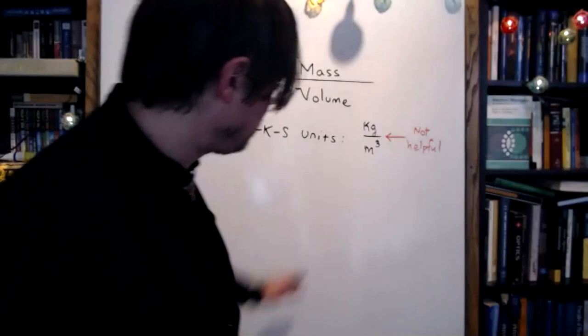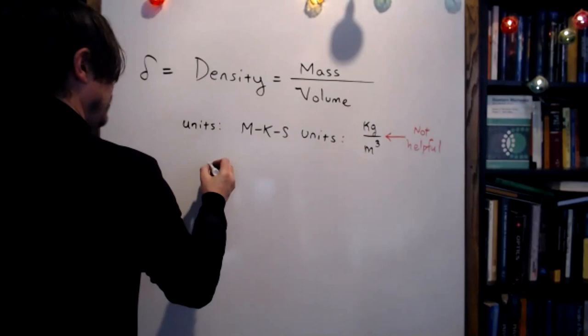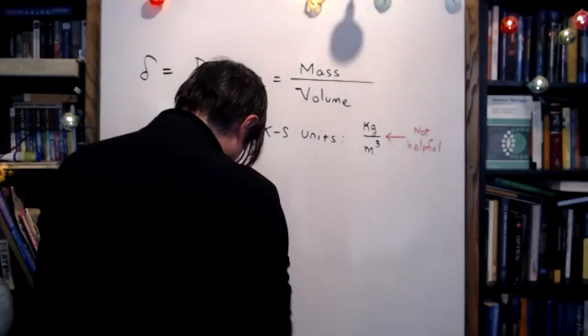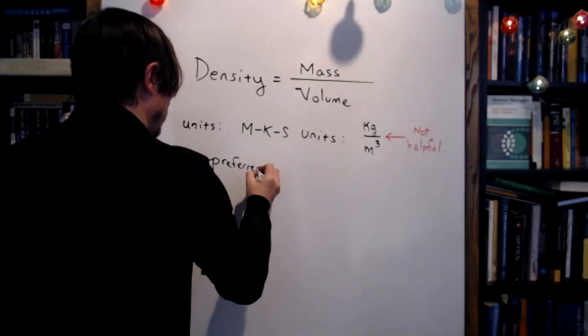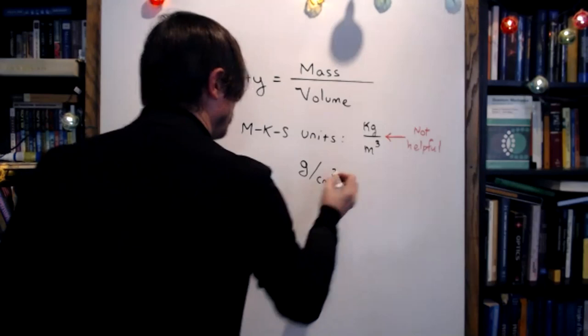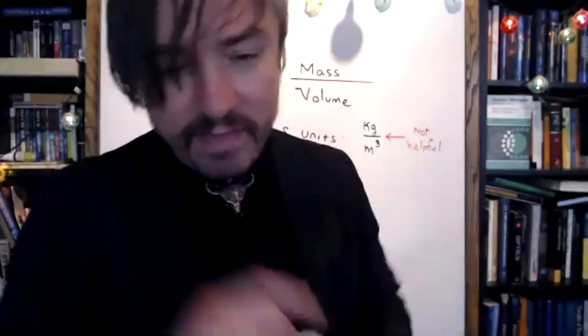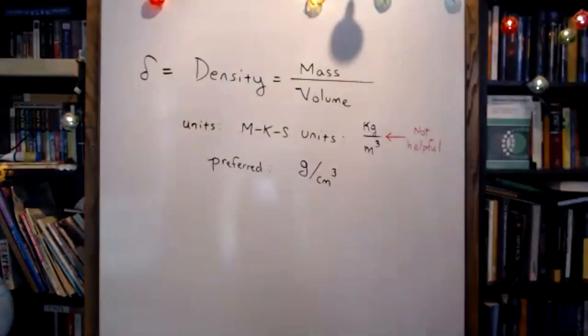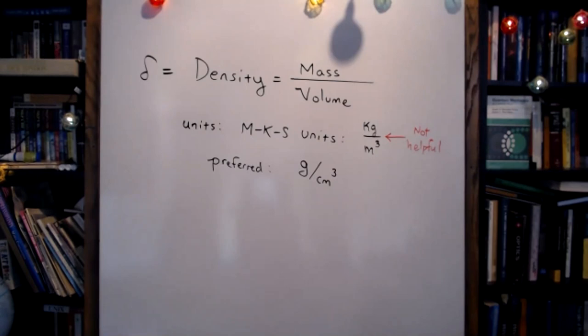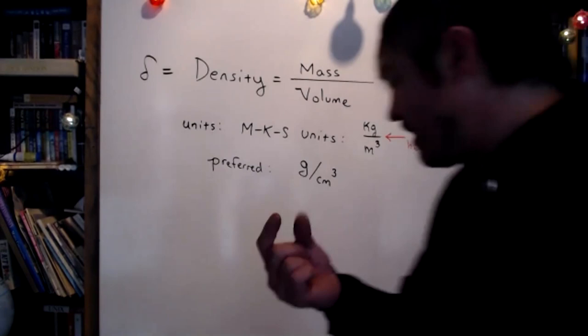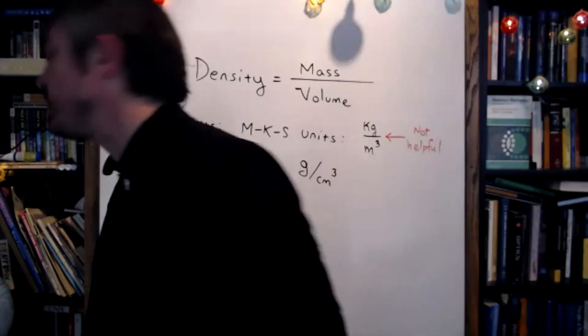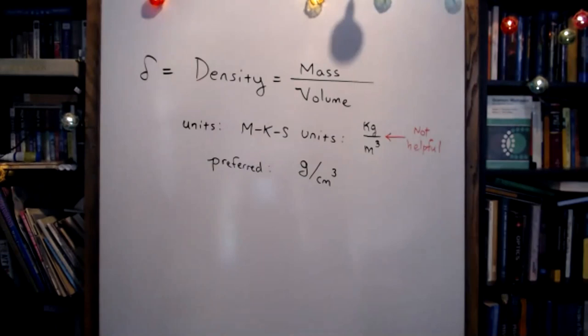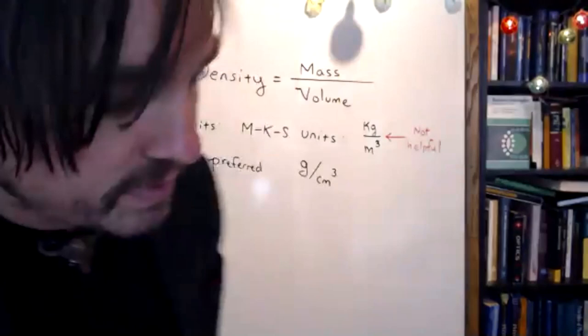Because of this, chemists and other such people who actually have to go about measuring densities prefer different units. Preferred units of density would be grams per cubic centimeter. That's because a cubic centimeter is about the size of a chicken bouillon cube, or basically the size of a small die, which I used to have around for demonstration, but I seem to have lost. In any case, cubic centimeters are much more reasonable sizes to measure densities in.